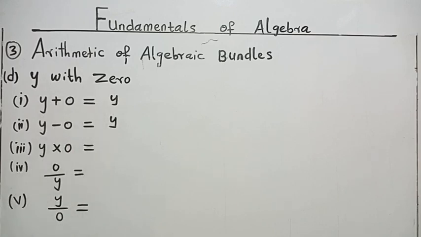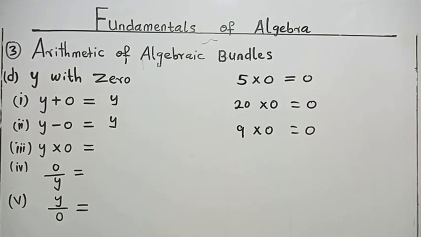The third one, y times 0. Y times 0. Let me carry out a simple experiment before we give an answer to this one. Let y represent any number at all. Let a number at all multiply 0. Let us see what the answer will be. Please watch out. And these are some selected experiments.